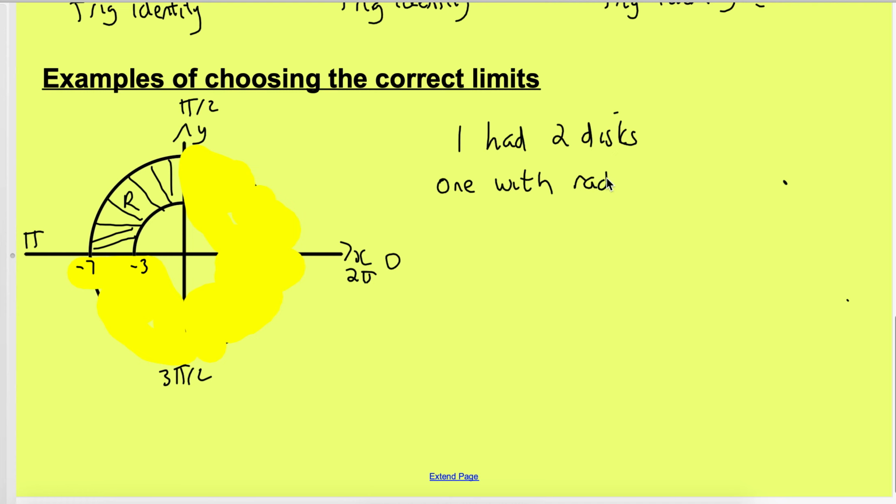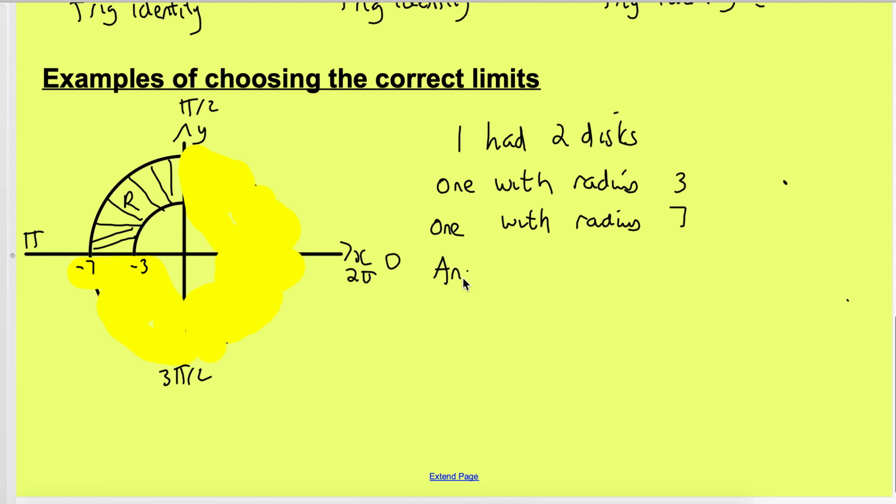One with radius, and remember, radius is from the centre to the outside, so that's 3, not negative 3. And one with radius 7. But I didn't want the whole disc, because the whole disc would be the thing all the way around. I only want this little section here. Now my angle that I'm going through starts here, and that angle starts at pi by 2 and goes round to pi.